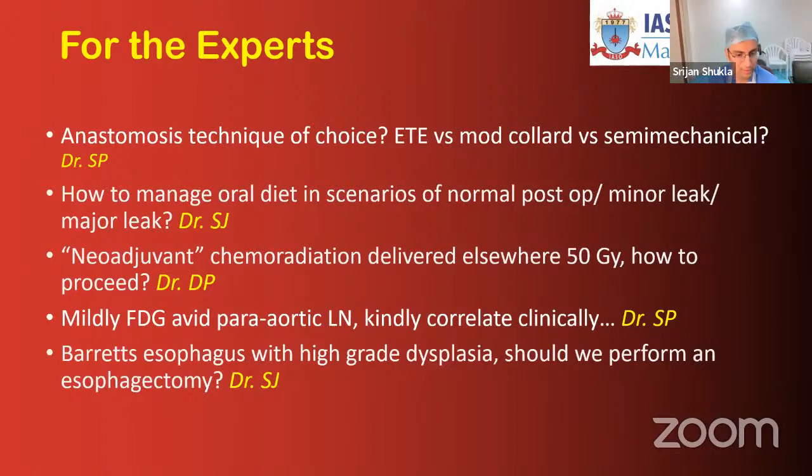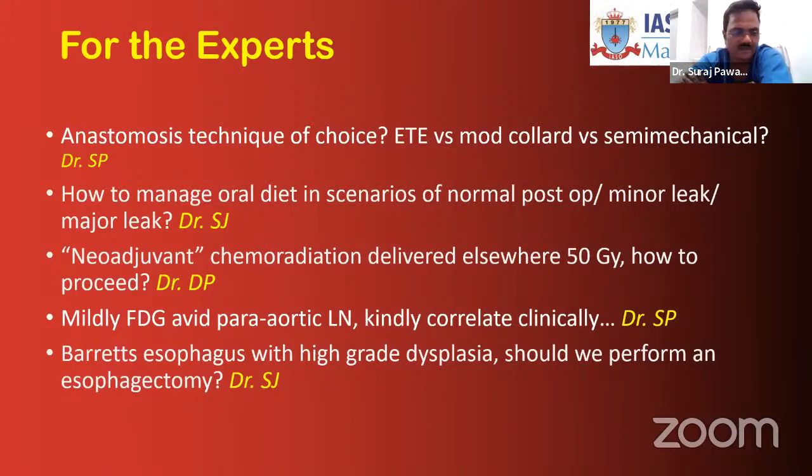Uniform answer, excellent. Our next question is, the PET CT says mildly FDG avid para-aortic lymph nodes, kindly correlate clinically. Pawar sir. No, see this now. This is a very gray area. Mildly FDG. I would like to know what is the value, but otherwise, para-aortic lymph node. You're talking about the GE junction cancer, I suppose.